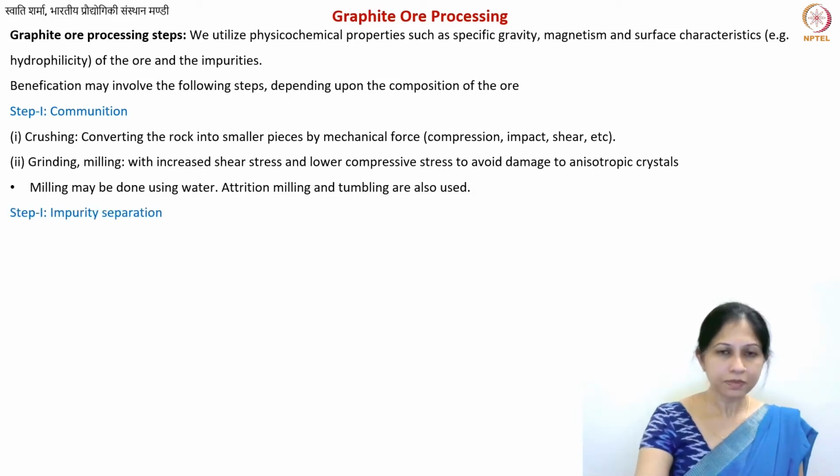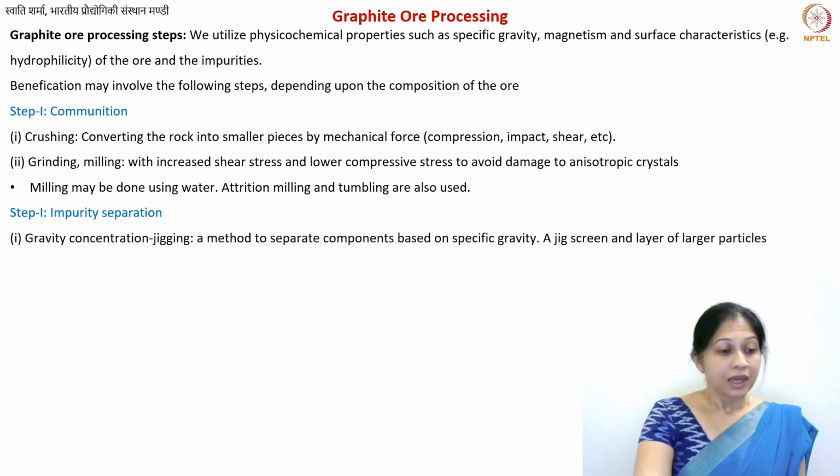Okay, that part is simple. The second part is where you are actually doing separation of your impurities. So what do you have in graphite? You have sand, you have silicates, you also have clay minerals. Also you may have ash if you have amorphous graphite.